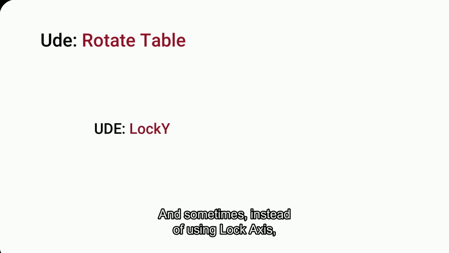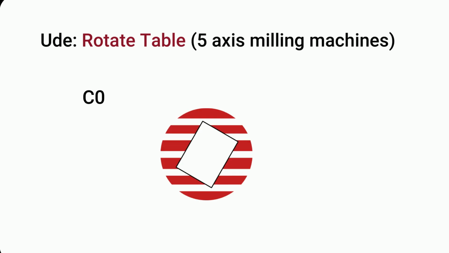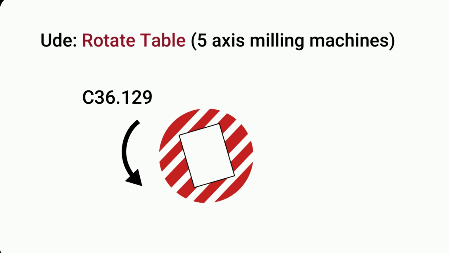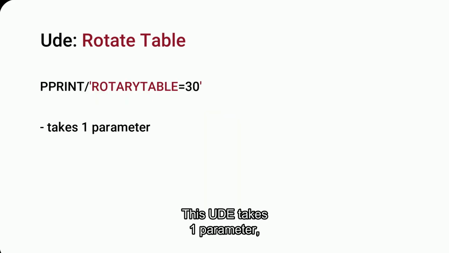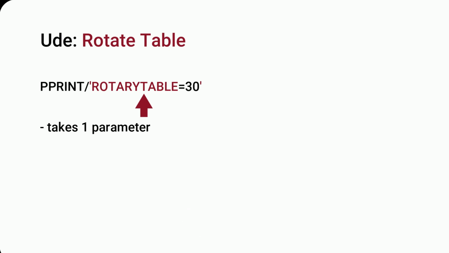And sometimes, instead of using lock axis, you may want to rotate the table to a particular angle, and you may want to perform the operation at this fixed rotary table position. This UDE can also be used on 5-axis milling machines to position the rotary table to a fixed angle. This UDE takes one parameter, which is the angular value that defines the new position of rotary table.